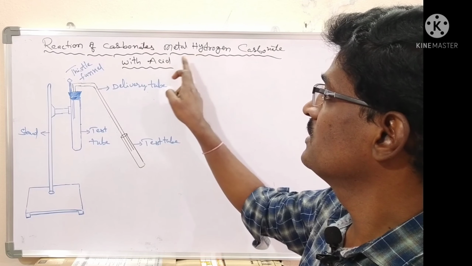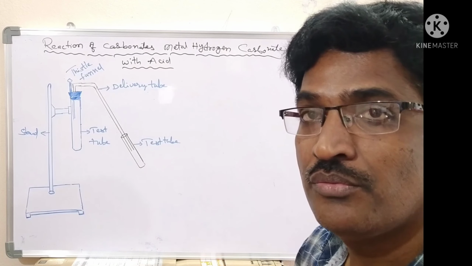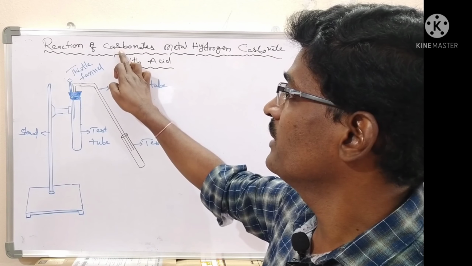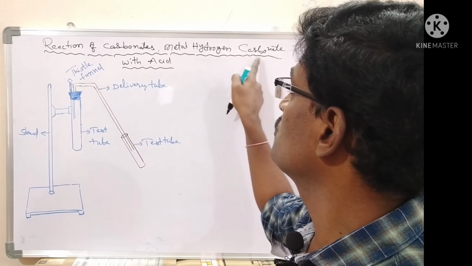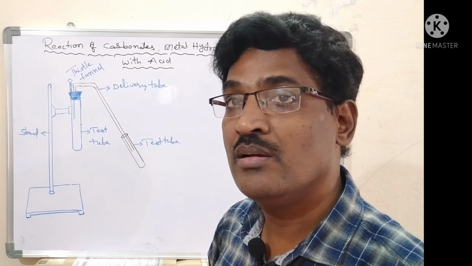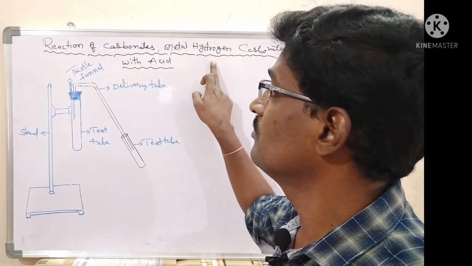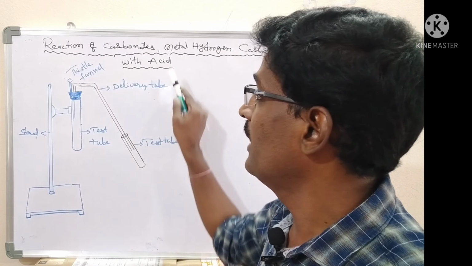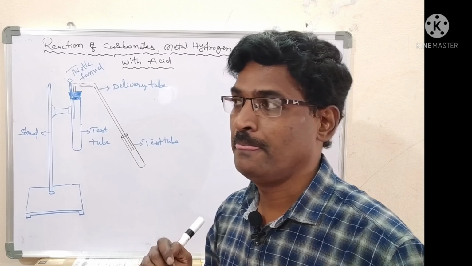Reaction of carbonates and metal hydrogen carbonates with acids. Here you may understand carbonates and metal hydrogen carbonates. Metal hydrogen carbonates we can call bicarbonates. Simply, carbonates and bicarbonates react with acids. What does it give? That we are going to learn now.